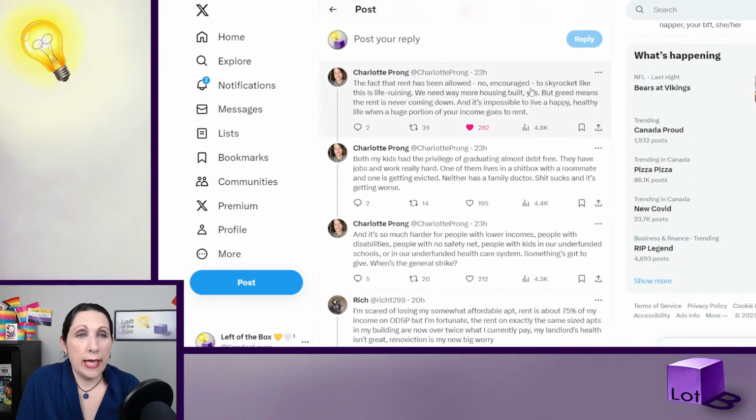The fact that rent has been allowed, no, encouraged, to skyrocket like this is life ruining. We need way more housing built, yes, but greed means the rent is never coming down, and it's impossible to live a happy, healthy life when a huge portion of your income goes to rent.